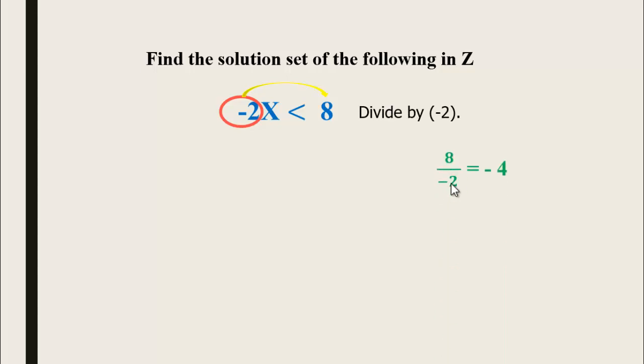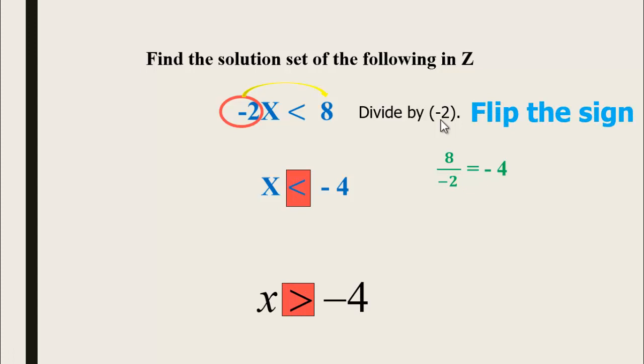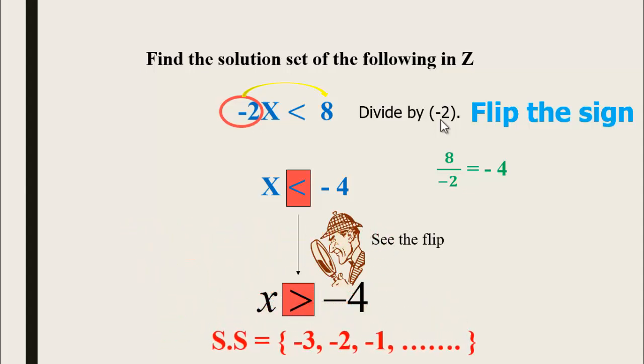When I divide by negative 2, 8 divided by negative 2 equals negative 4. As a result, x is less than negative 4. Am I talking right? No. We said that when I divide by a negative number, I must flip the sign. So here, x is greater than negative 4. And my solution set will be the numbers which are greater than negative 4, which are negative 3, negative 2, negative 1, and so on.